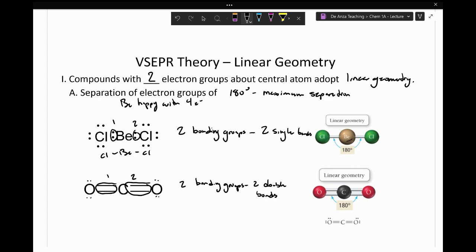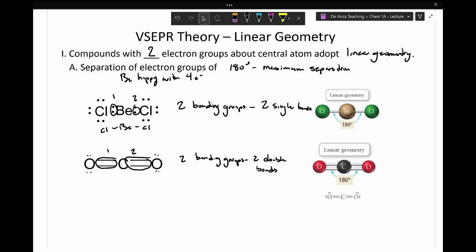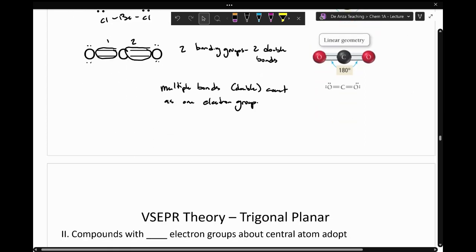So this loops back to the fact that we count each multiple bond as a single electron group. So multiple bonds, like the double, count as one electron group. Okay? They repel each other very similarly to the single bonding.